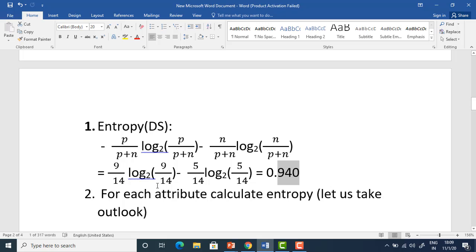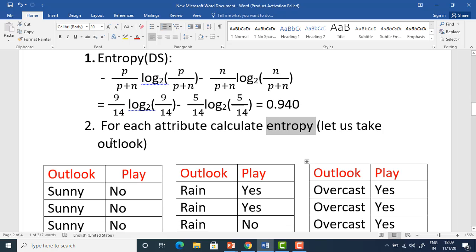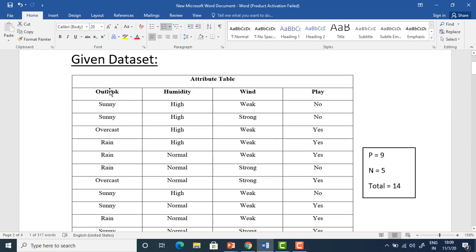After that, for each attribute I need to calculate the entropy. We are having 3 attributes, and for each attribute I am going to calculate the entropy now. Let us take the first attribute, which is outlook. For this attribute I am going to find out the entropy, the average information, and the last one is gain. These 3 things I need to calculate for this attribute and for the others.